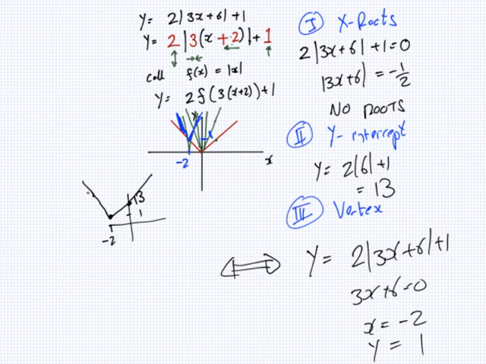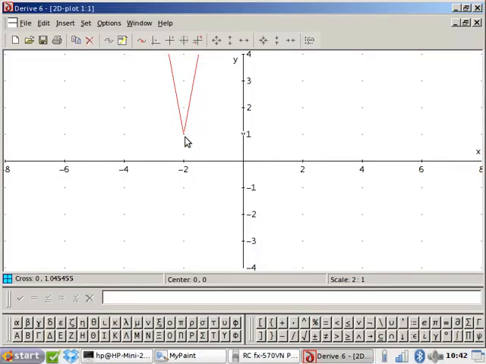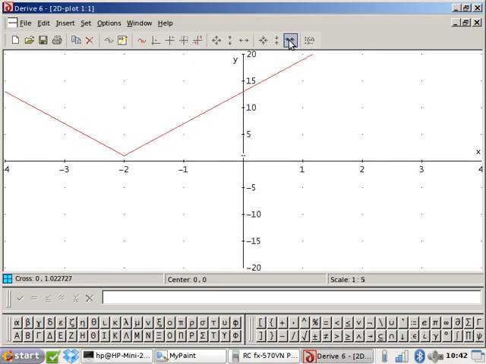So let's go back to my graph and see, is that the same? Does this cross at minus 2, 1? Yes. Let's zoom out. Does it cross at 13? Looks like 13 to me. So you have two methods for graphing this.